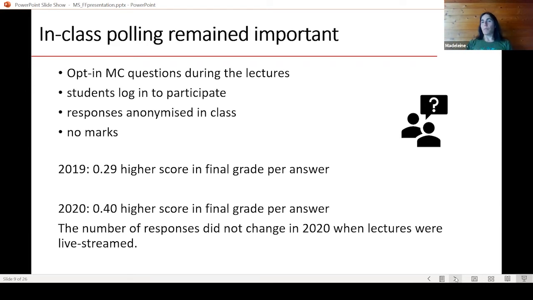Interestingly, even when they were learning online, we didn't see a drop in engagement with the in-class polling. We had the same number of students engaging and answering the questions, although the format was different. They would be sitting at home, answering the question on their computer or phone, whereas in class, they would also be answering on their phone, but they would be talking to each other about the answers. So in a more peer instruction environment.